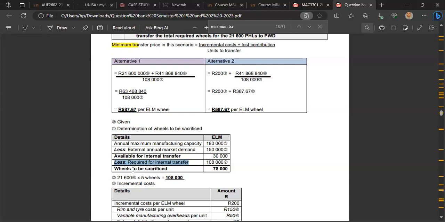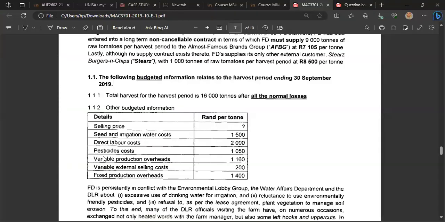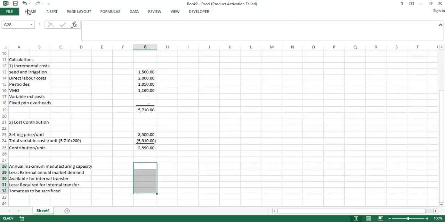Because we are not dealing with wheels, you can't obviously take it as it is. You want to put it the way it fits in this scenario. Maybe you've copied it as wheels to be transferred, but because you are smart, you're going to write tomatoes to be transferred. All right, so now let's fill this in with our question. On our question, total harvest for the period is 16,000 tons. So we fill that in there. All right, let's put it like this.